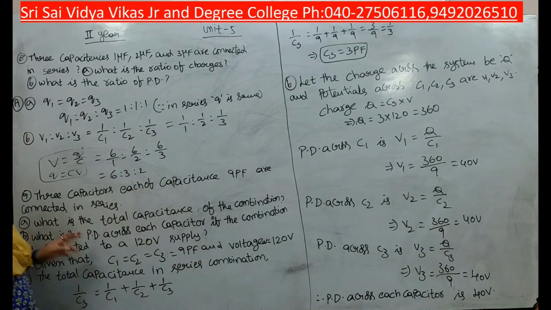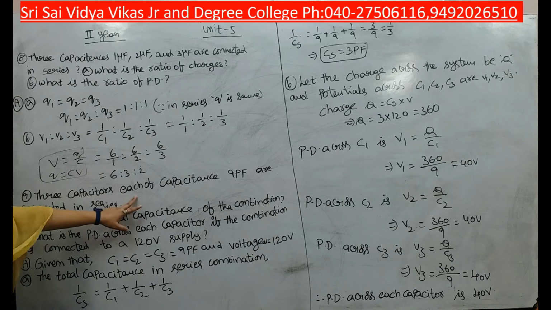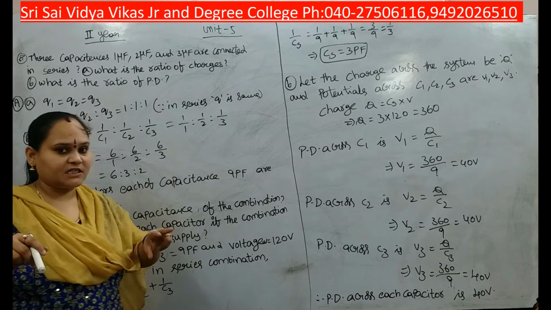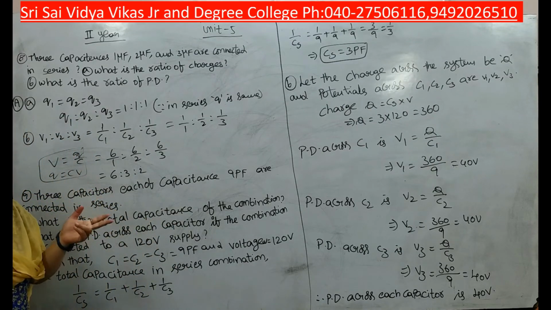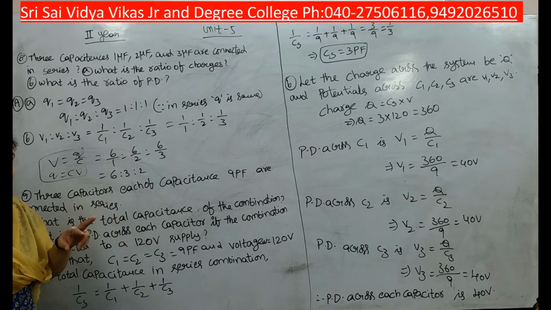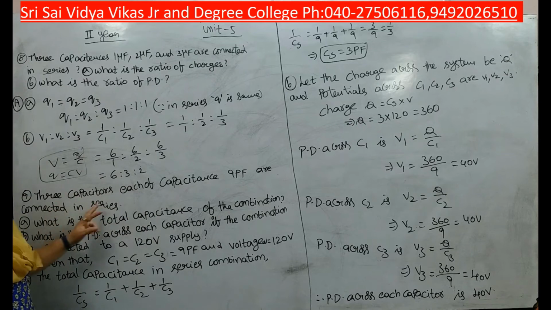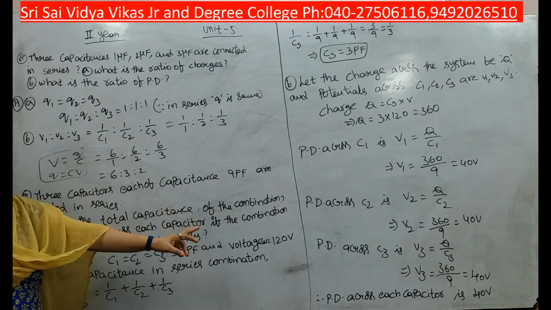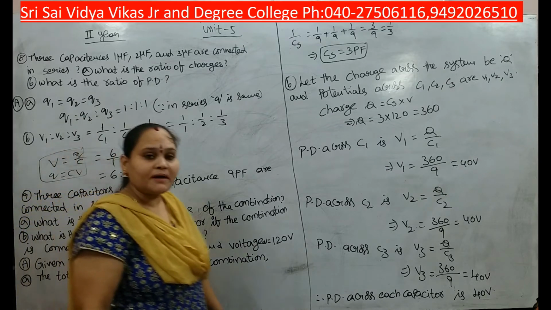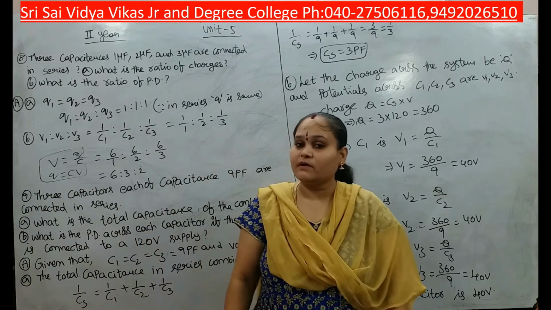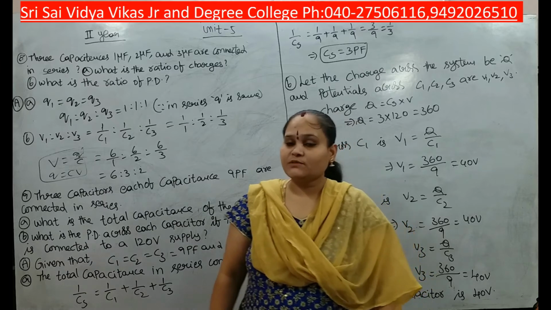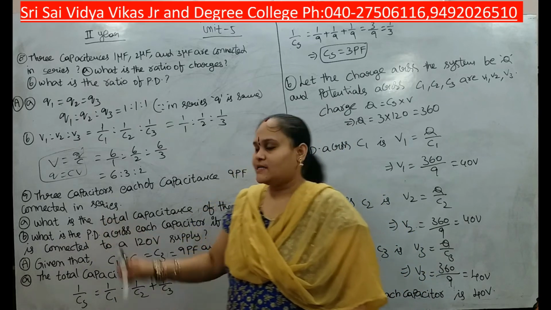Next one. Three capacitors. Here also we are using three capacitances, each one having a capacitance of 9 picofarad. That means C1 equals C2 equals C3 equals 9 picofarad, also connected in series. So, what is the total capacitance of the combination? In a series combination, the total capacitance is given by 1 by Cs equals 1 by C1 plus 1 by C2 plus 1 by C3. Here we have three capacitances.